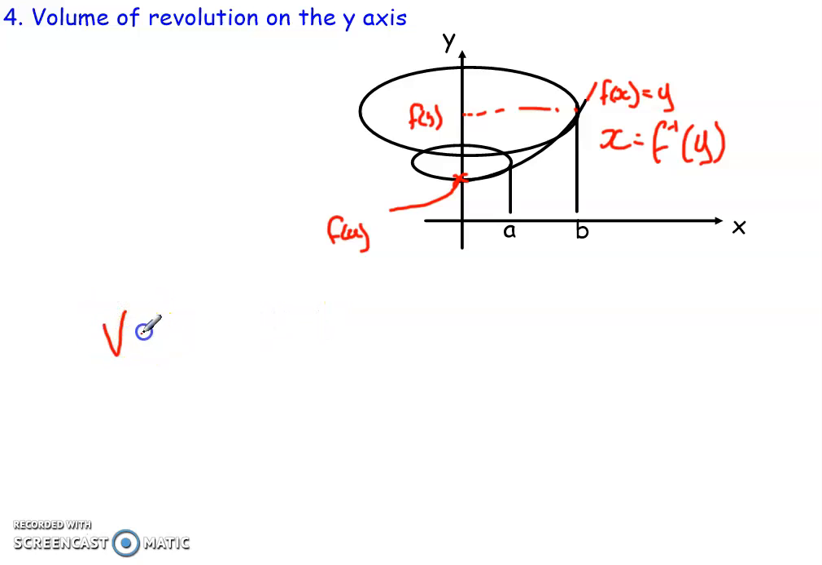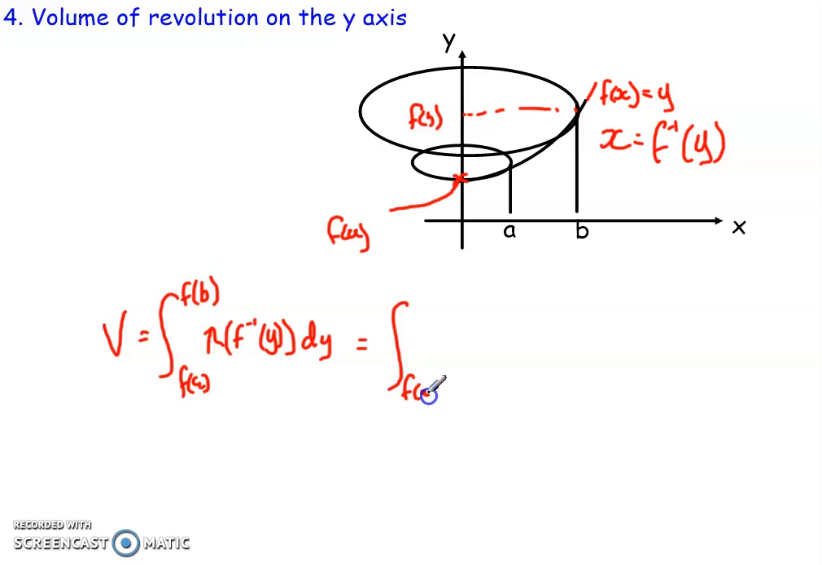So for this sort of equation, what I want is that the volume equals the integral, this time from f of a to f of b, of pi times f inverse of y, squared, dy, because of the dependence upon y, which can be written, more often than not, as the integral from f of a to f of b of pi x squared dy.